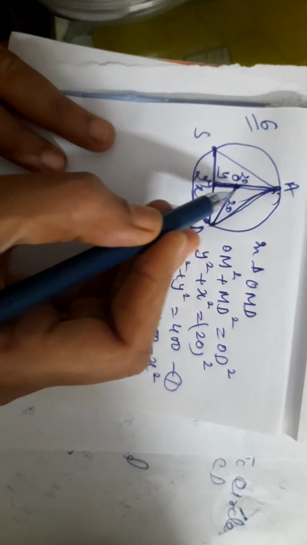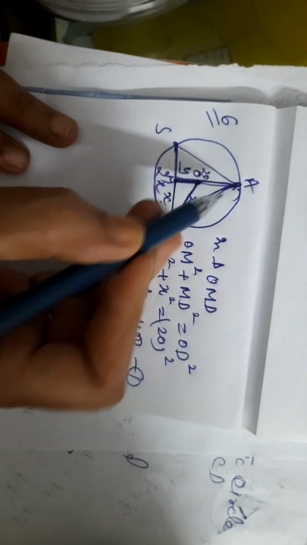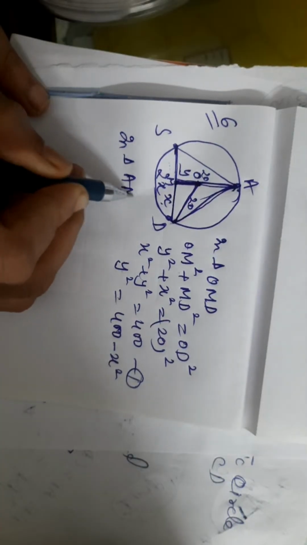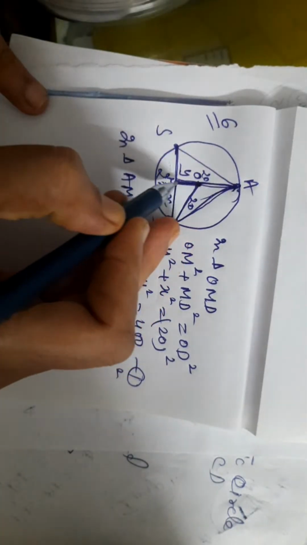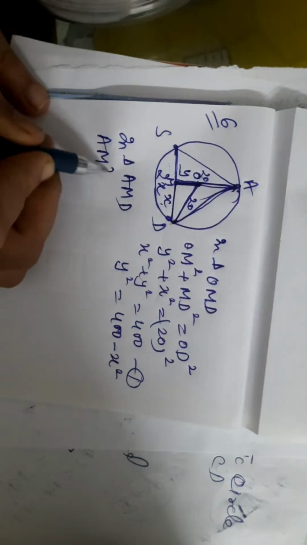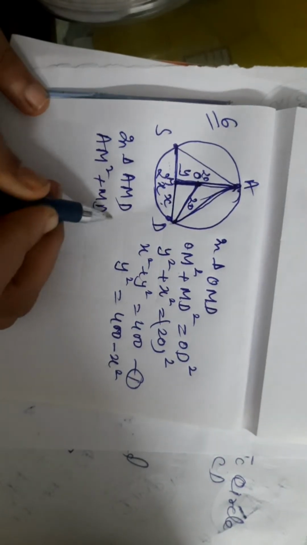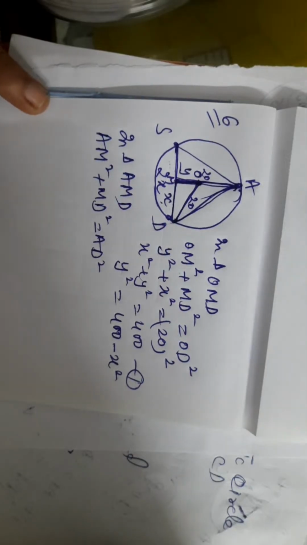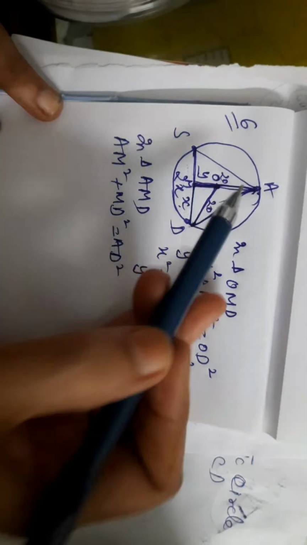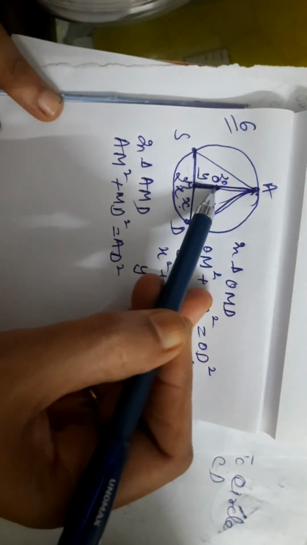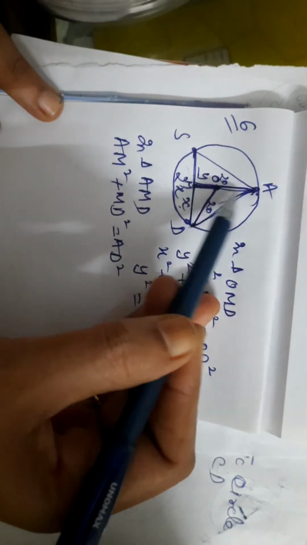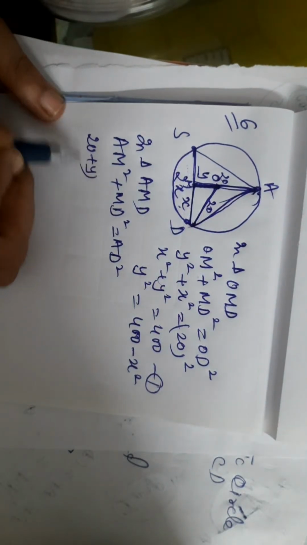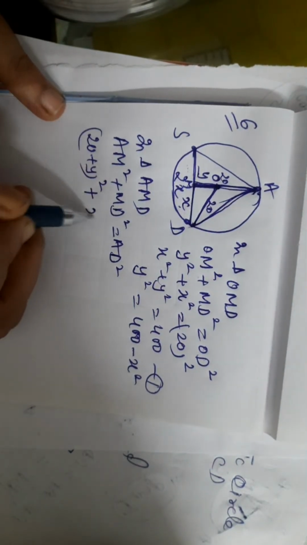Now complete this bigger triangle. In triangle AMD, perpendicular is AM. AM square plus MD square is equal to AD square. Now here what is AM? AM value will be 20 plus y. You can see here the perpendicular is 20 plus y. So this is 20 plus y square. MD is x.